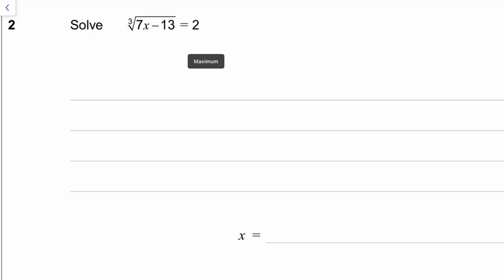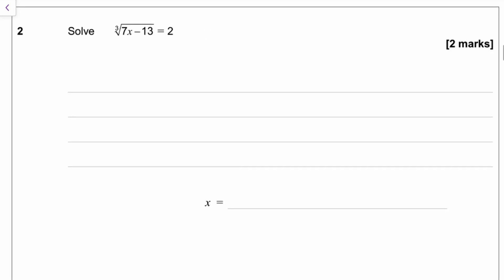Let me just zoom in. That's definitely a cubed. So I'm just going to unwind this. So cube both sides gives me 8. So I get 7x minus 13 is equal to 8. Add 13 to both sides means 7x is equal to 21. Divide by 7, which means x is equal to 3. So far, these are not too bad, are they?